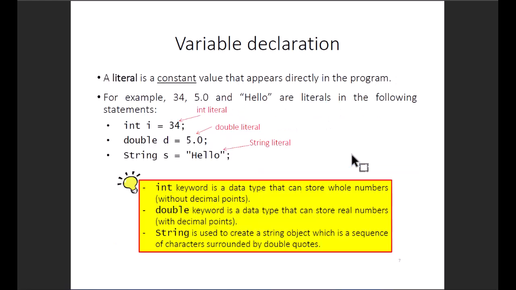I will skip this part. I will come over here. Now, what types of literals? When I have an int, I can store an integer literal. If I have a double, I can store a real number, a double literal. If I have a String, I can store a string literal.